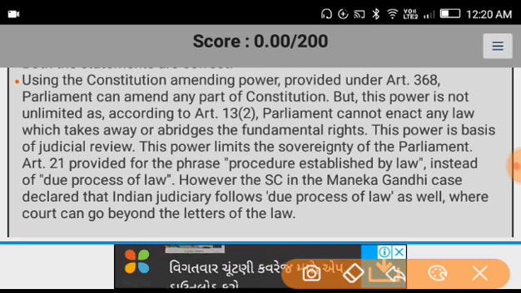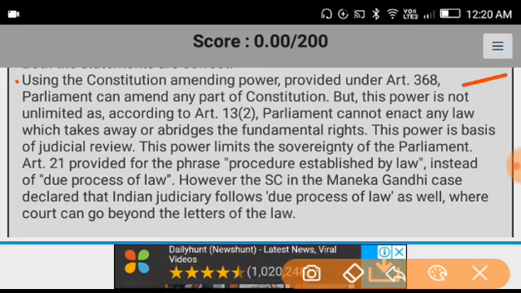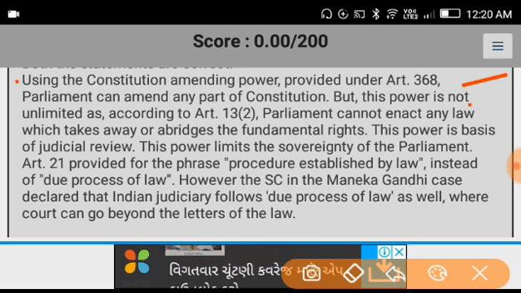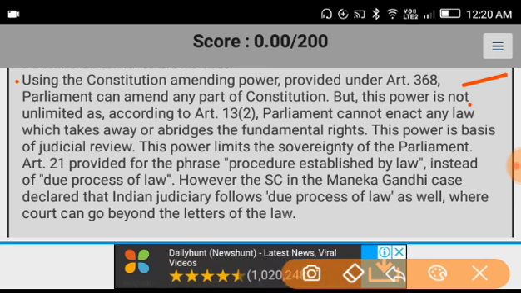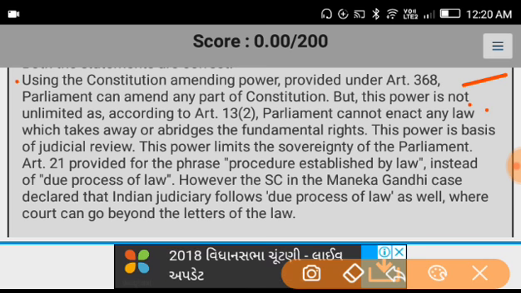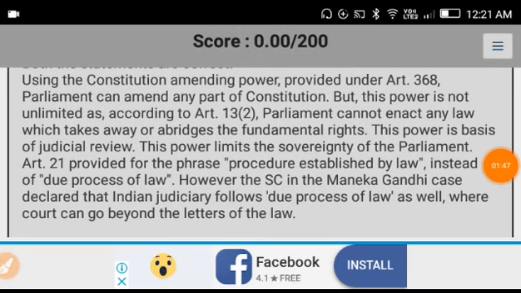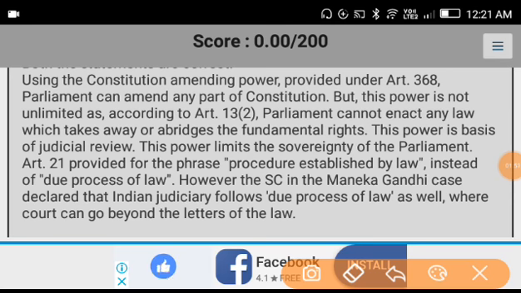Using the constitution amending power provided under Article 368, Parliament can amend any part of the constitution, but this power is not unlimited. According to Article 13(2), Parliament cannot enact any law which takes away or abridges the fundamental rights. This power is the basis of judicial review, and it limits the sovereignty of the Parliament.